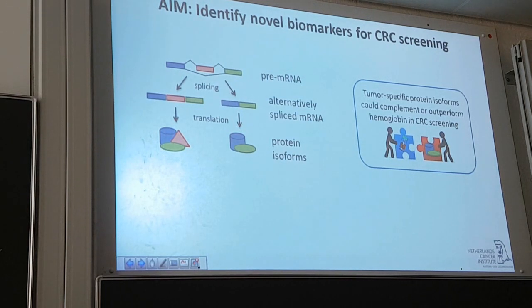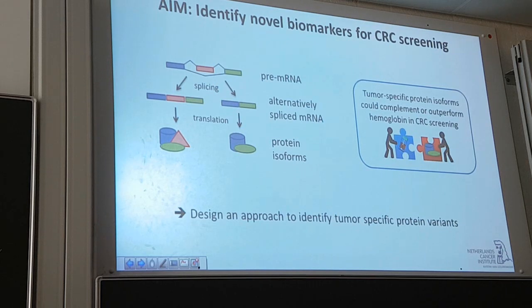Exactly. So a lot of these alternatively spliced mRNA variants are translated into protein isoforms, and then the proteins really differ in structure. So you could have a more qualitative measure of who has cancer or not than the quantitative level of protein hemoglobin in the current test. So that was our idea for this project.